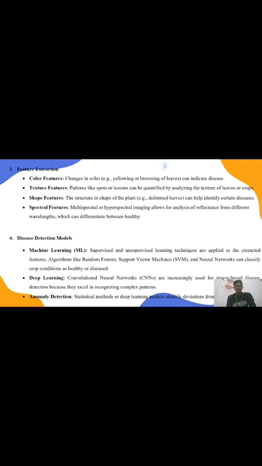Machine learning: supervised and unsupervised learning techniques are applied to the extracted features. Algorithms like random forest, support vector machines and neural networks can classify the crop condition as healthy or diseased. Deep learning: convolutional neural networks are increasingly used for image-based disease detection because they excel at recognizing complex patterns. Anomaly detection: statistical methods or deep learning models can identify deviation from normal growth.